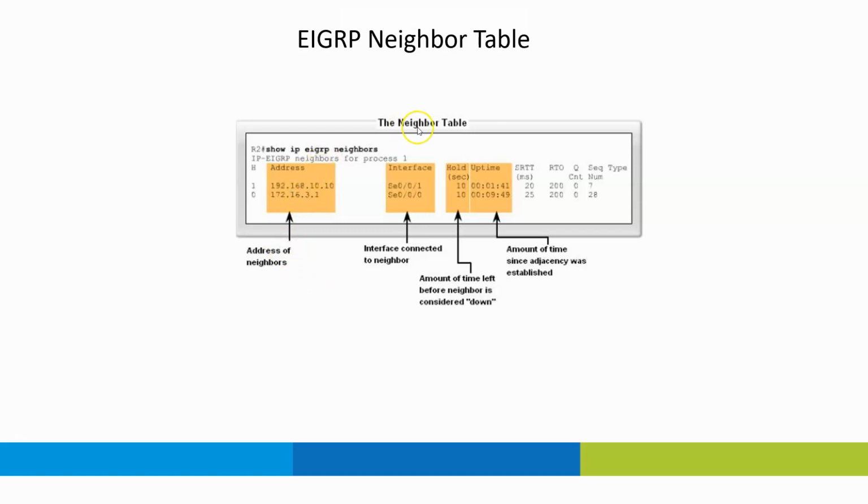But the neighbor table has the address of the neighbors, the interface that's connected, the amount of time left before the neighbor is down, and that's the one that's going to get reset. The amount of time since the adjacency was established. How long have we been talking to this particular device? Adjacency requirements: active hello packets, autonomous system numbers, and the K values have to match.